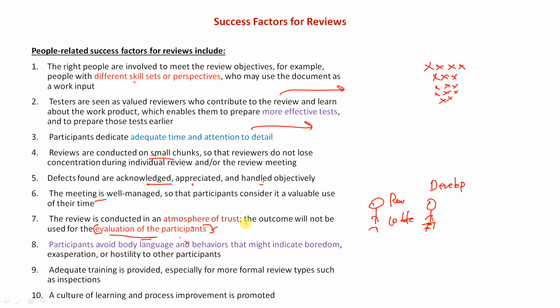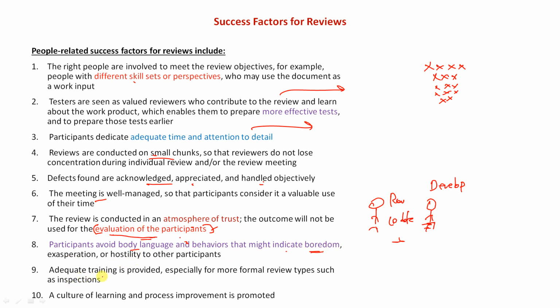Participants avoid negative body language, so very important again. When you are in a meeting explaining the defects to the developer, or if you are a developer explaining something to the tester, you should not use negative body language. It will create issues and a bad impression on the people opposite you. Here in the ISTQB they have mentioned body language that indicates boredom, but it is not only boredom, it can really make people angry.